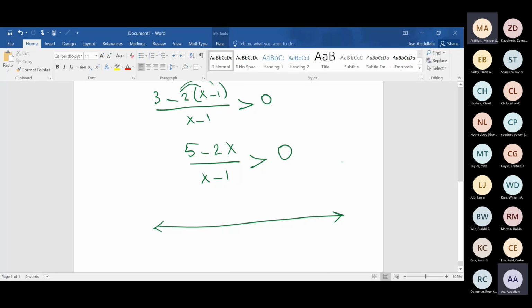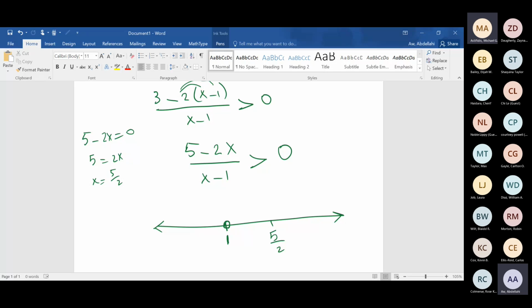What are they? One of them is 1, right? What is the other zero? If I do 5 minus 2x equals 0, I get 5 equals 2x, and then I divide by 2, 5 over 2, right? I know 1 cannot be part of the solution anyway. Before I even focus on the 5 over 2, I know 1 cannot be part of the solution.